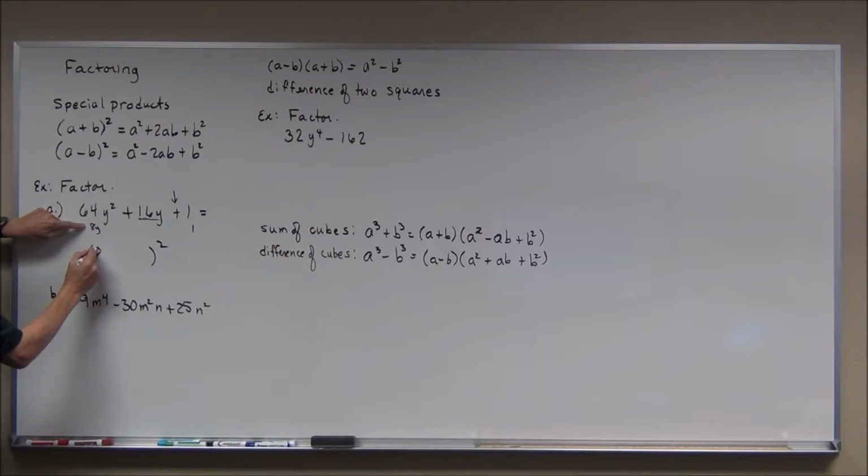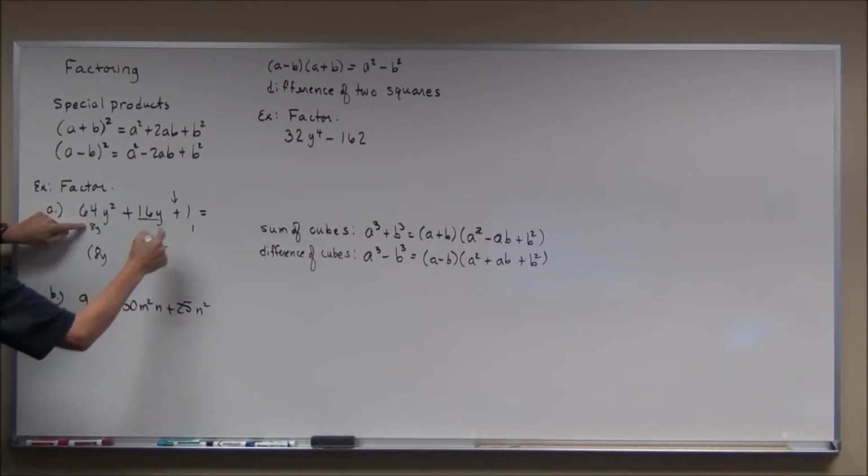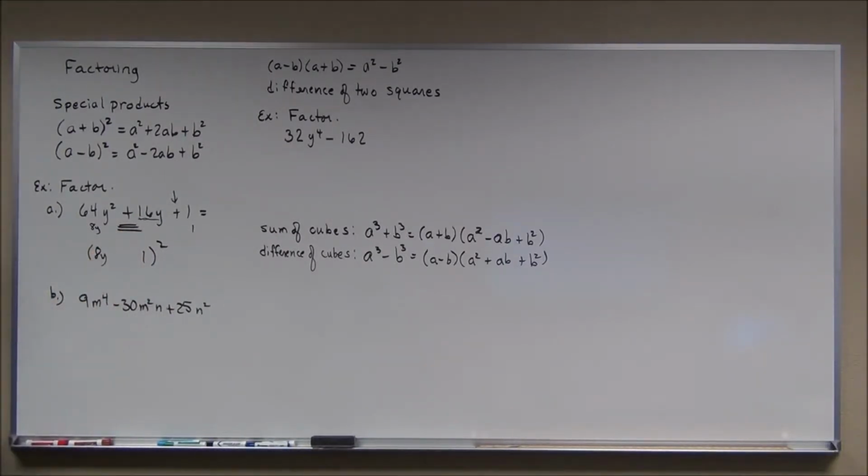First term, what's being squared in the first term? Last term, what's being squared in the last term of the trinomial? The sign that goes between them is the sign in front of the middle term. If this is plus, then this is plus. If this is a minus, then that's a minus. I say that sign for the end. If you square that out, you should get right back to where you started.